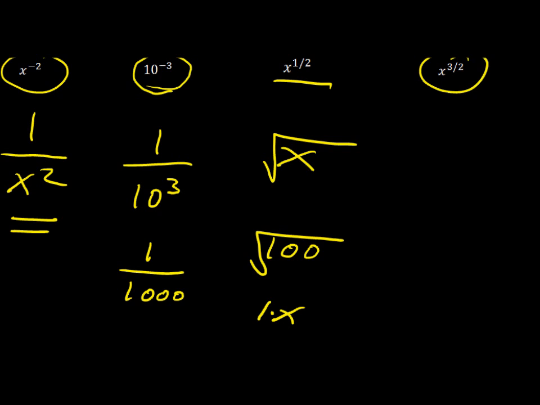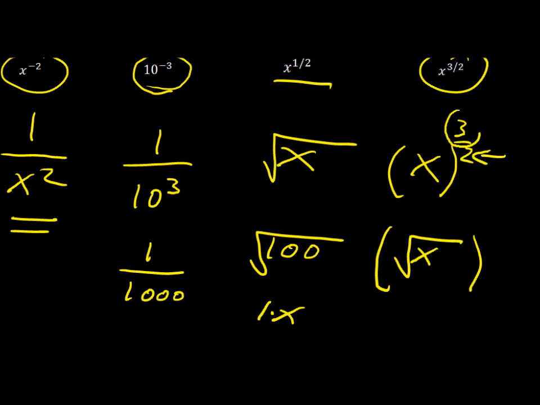Okay, let's take the fourth one. We have x to the power of 3/2. Now, the 2 part down here, that's going to be this part, the square root of it. And the 3 right there, we put there. So it is the square root of x times the square root of x times the square root of x.